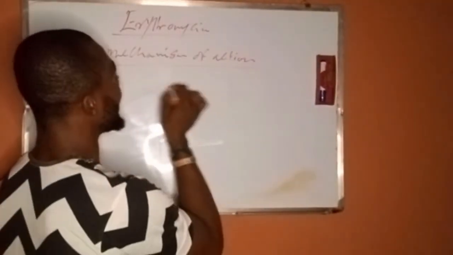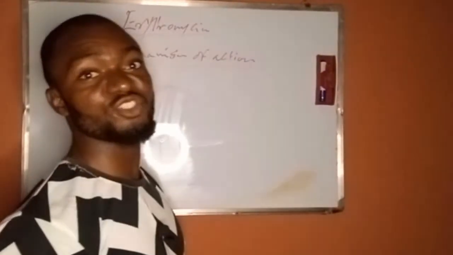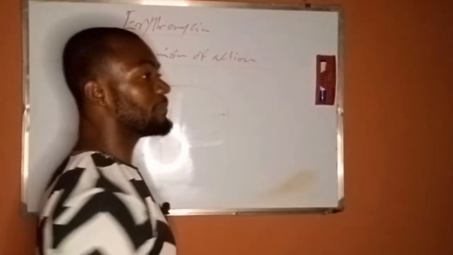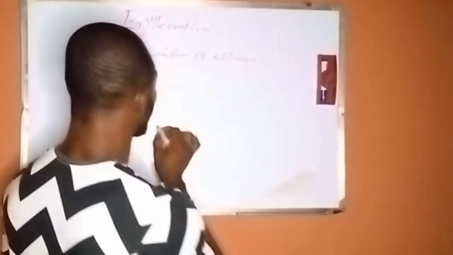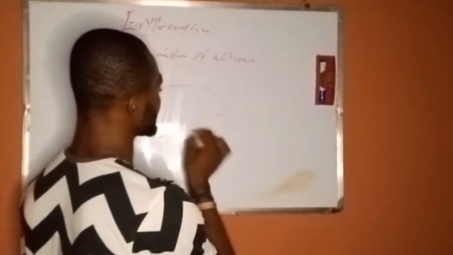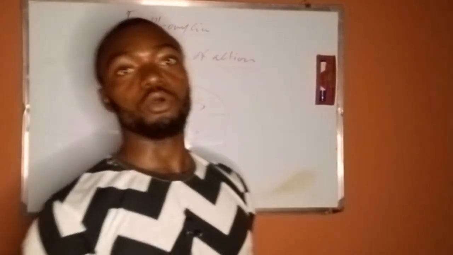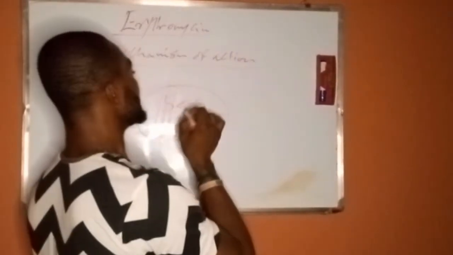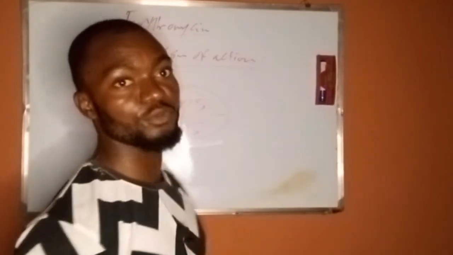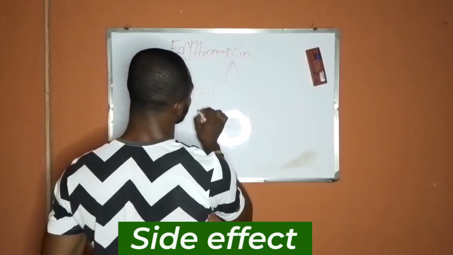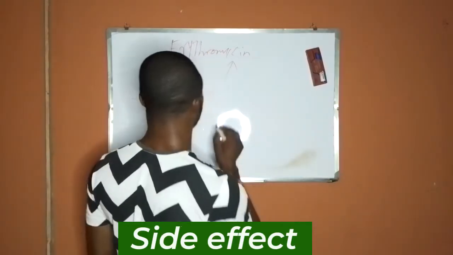Erythromycin mechanism of action. The way it inhibits bacteria from growing is by binding to their 50S ribosomal subunit. The bacteria has two ribosomal subunits, the 30S and the 50S. So it acts by binding the 50S ribosomal subunit. That is how it inhibits the growth of bacteria.